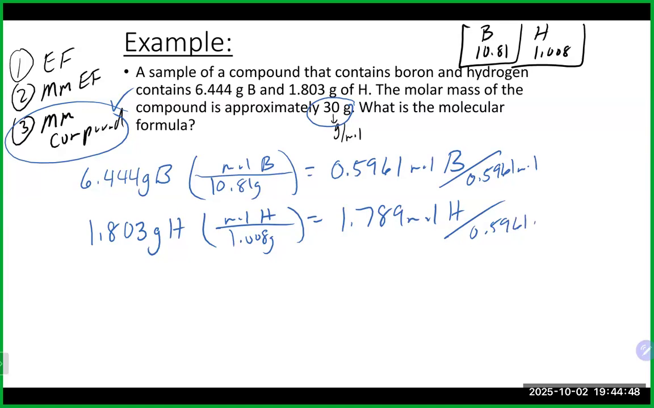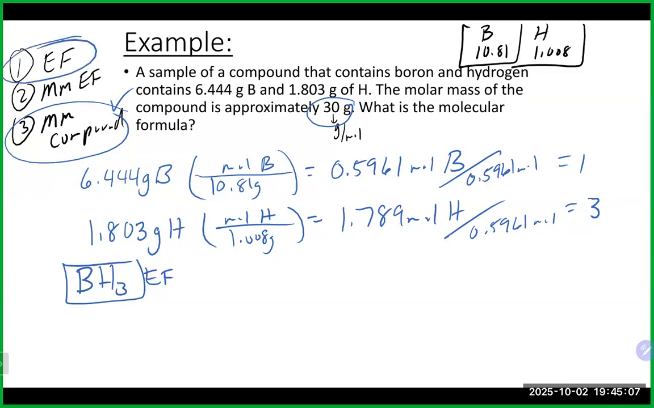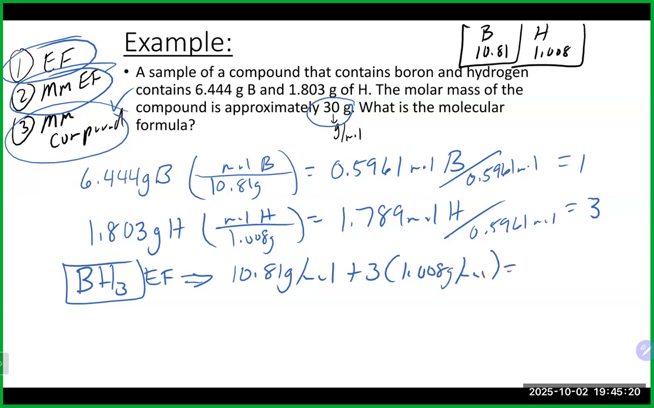So that is obviously going to give me a 1 there, and maybe a 3 there. Sounds good, a 3. So we did hit whole numbers. So our empirical formula would be BH3. That would be our empirical formula, and that's the second thing that we need. And now we need the molar mass of our empirical formula. So the molar mass of our empirical formula in this case is 10.81 for our 1 boron, plus 3 times 1.008 for our 3 hydrogens.